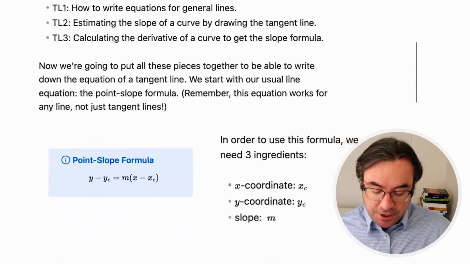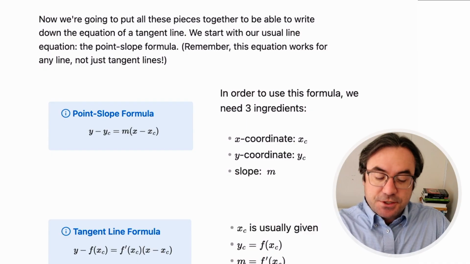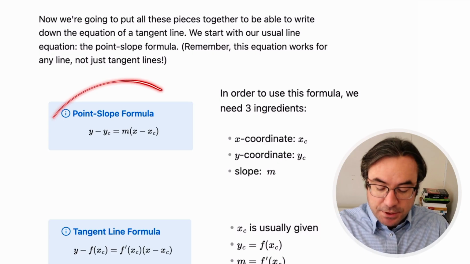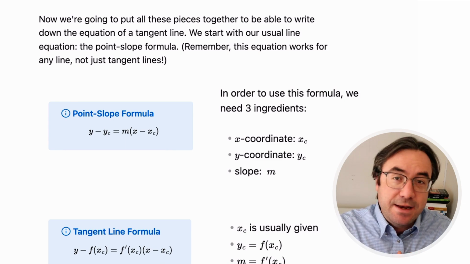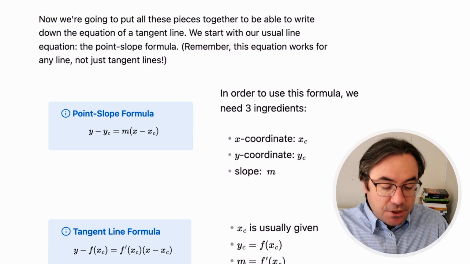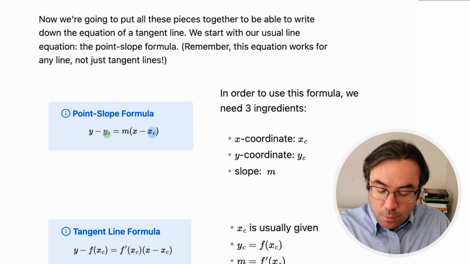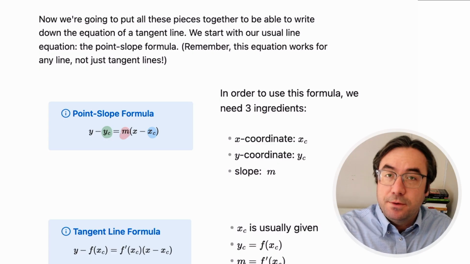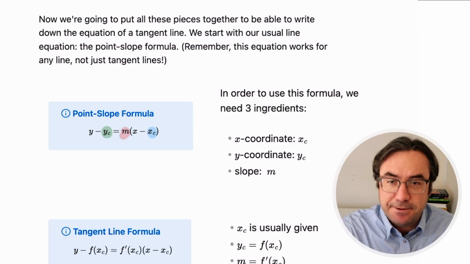All right, so we're going to start with our point slope formula. And if we remember, there's really three ingredients that we need in order to use this point slope formula. And remember, the point slope formula works for any line, not just tangent lines. We need the x coordinate that we're looking at, the y coordinate of the point that we're looking at, and then the slope of our line. So those are the three things we need.